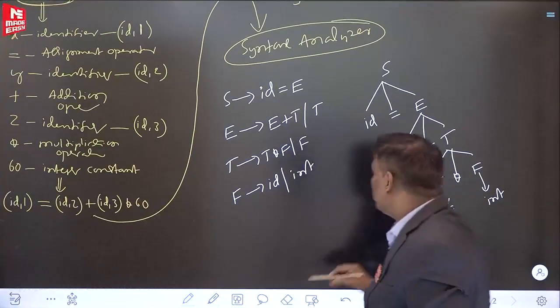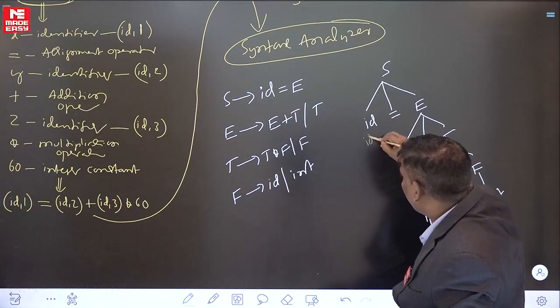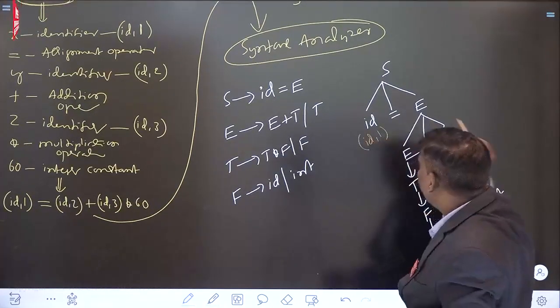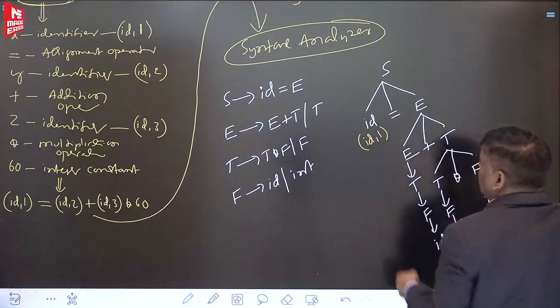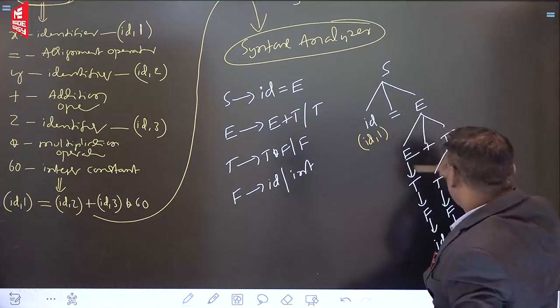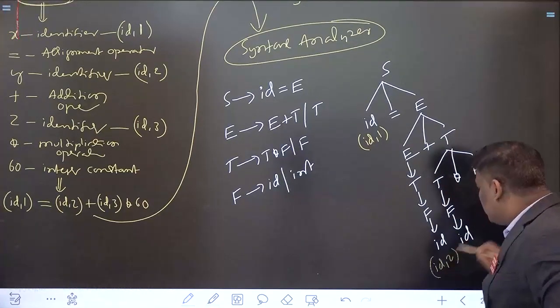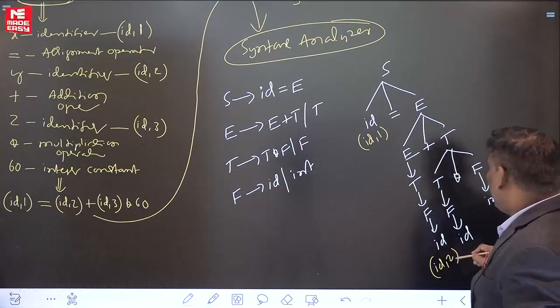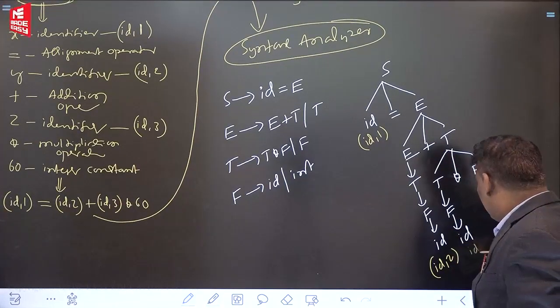In the token string, what is the first one? id means identifier. What is the identifier token? id1. So in this place one identifier should be there. Yes, there id1 is equal to what is the answer? id2, token number I am writing. Next one, id2 plus id3, right? id means id3.